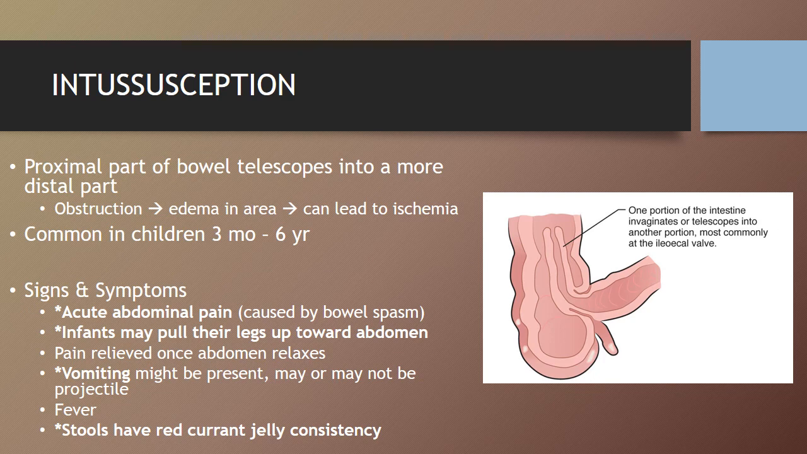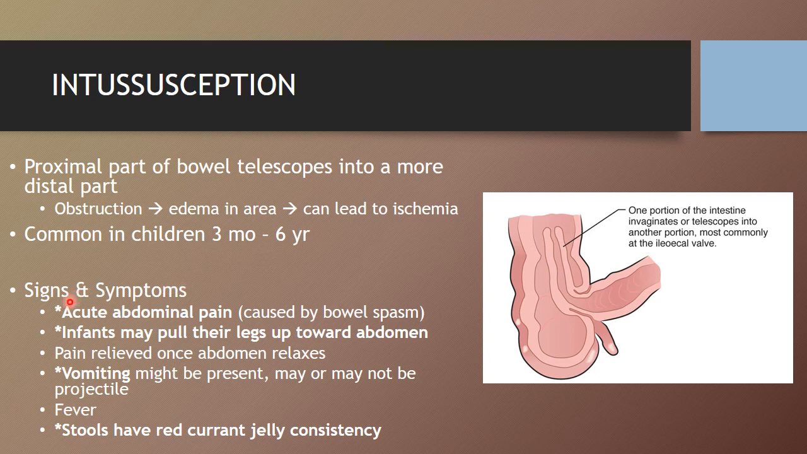Intussusception. This is where the proximal part of the bowel actually telescopes into a more distal part. So you can see here we got some telescoping going on. It's going to cause an obstruction, which is going to lead to edema in the area that it's in, and if there's edema, that's going to put pressure on the blood vessels and keep them from having regular blood flow, and this can lead to ischemia. All right, it's common mostly in ages 3 months to 6 years.